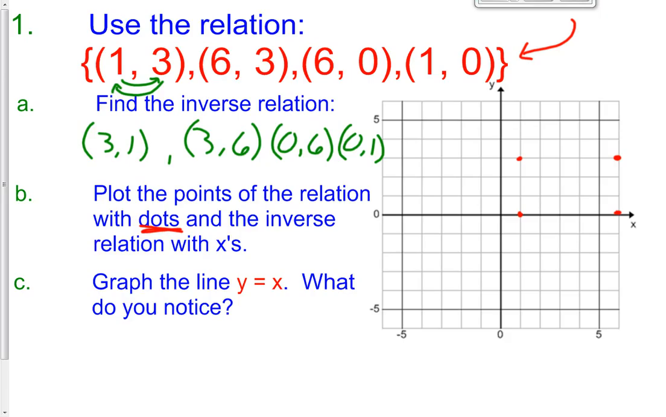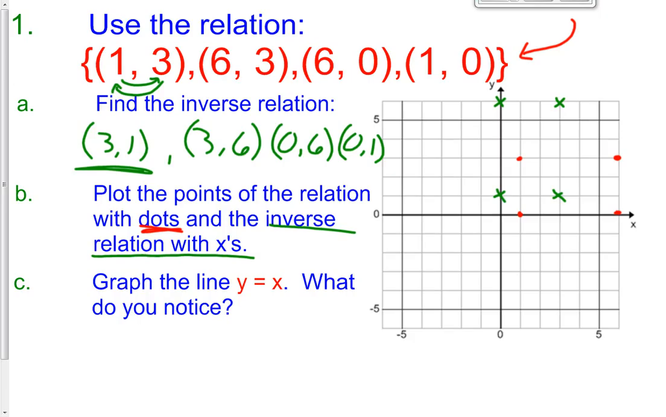Now it says let's plot the inverse with x's. The inverse relation, plot it with x's. So 3, 1 is going to be our first point. Go right 1, 2, 3 up 1. Oopsie, x's. The next one is right 3 up 6. Right there. And then we have 0, 6 and 0, 1. Okay, so the red dots is my relation, and the green x's is the inverse of that relation.